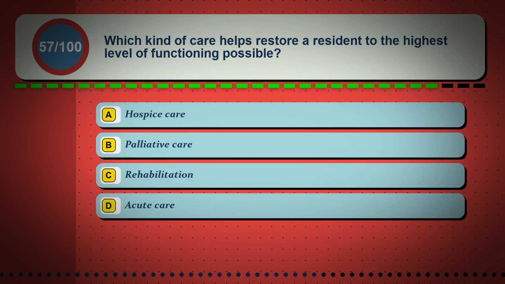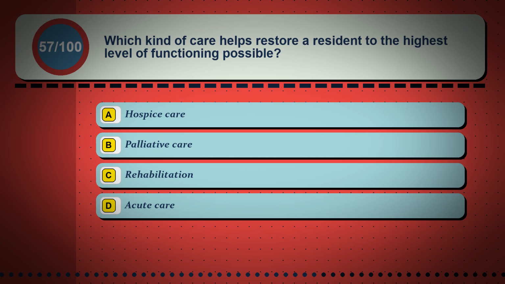Question 57. Which kind of care helps restore a resident to the highest level of functioning possible? Option A. Hospice care. Option B. Palliative care. Option C. Rehabilitation. Option D. Acute care.